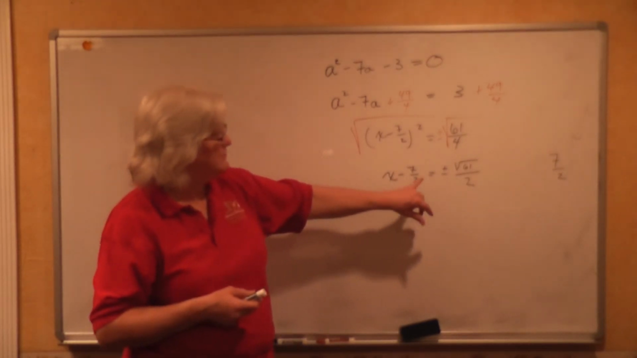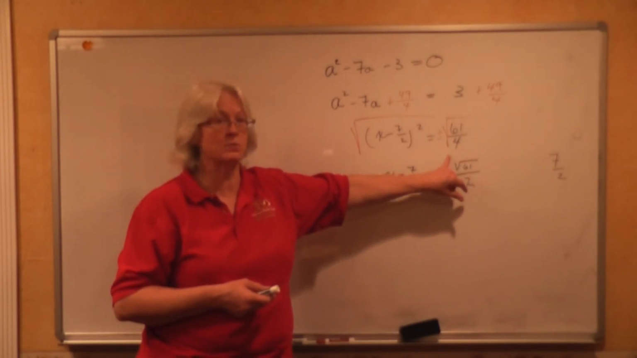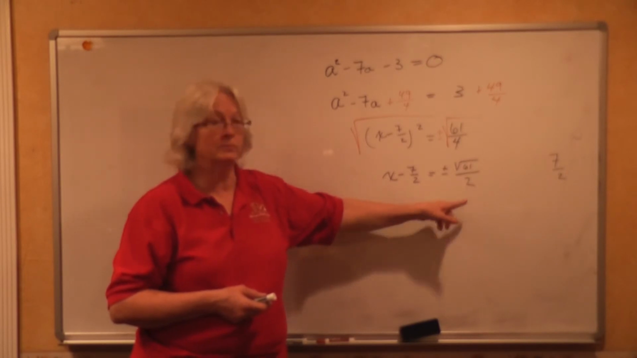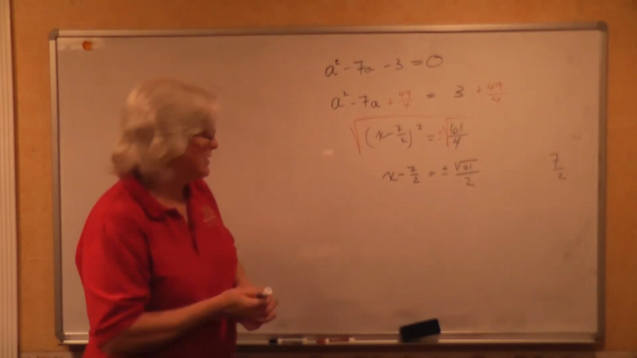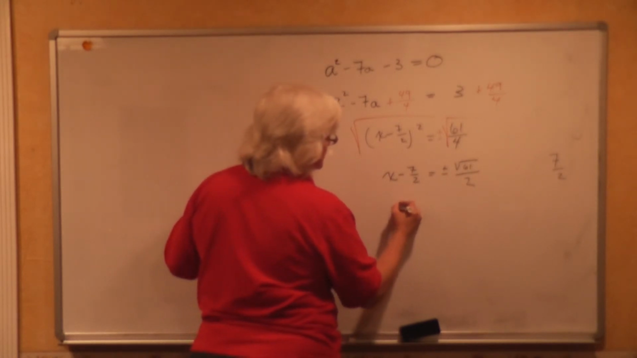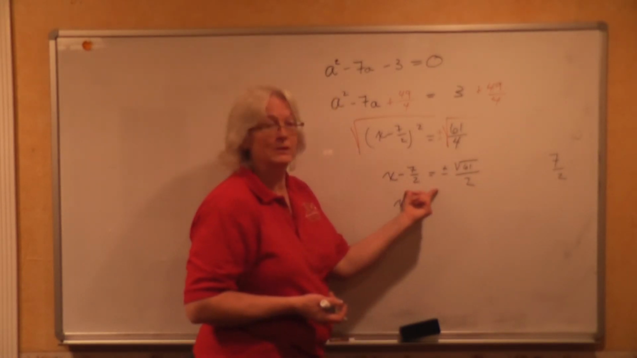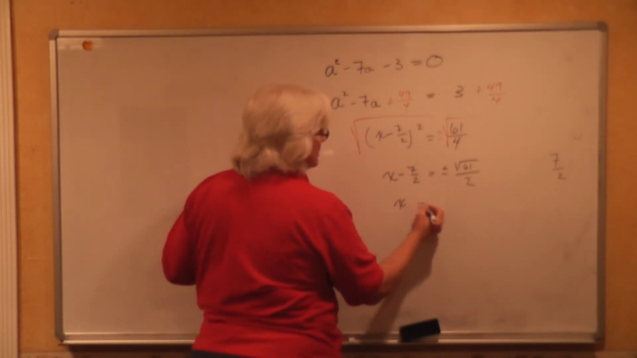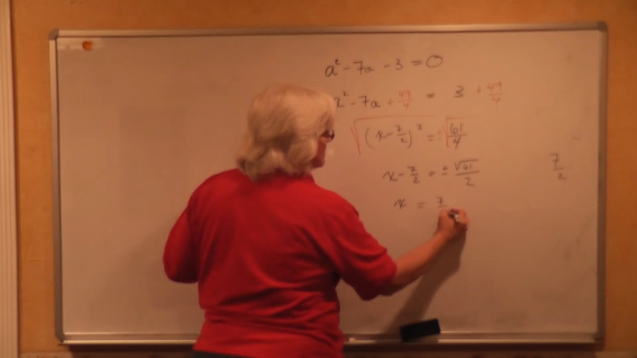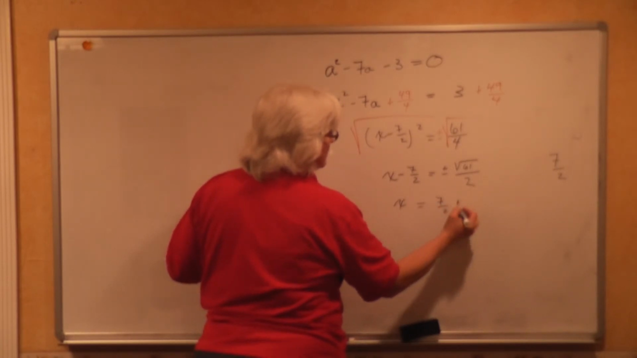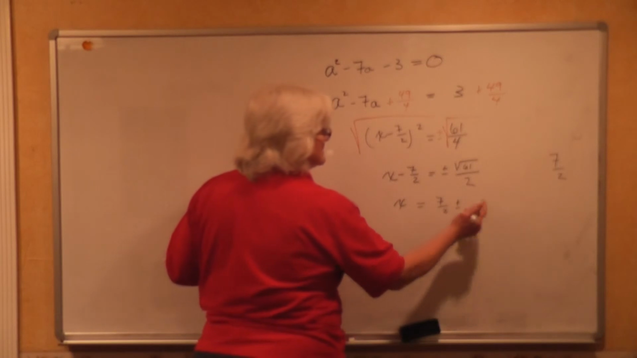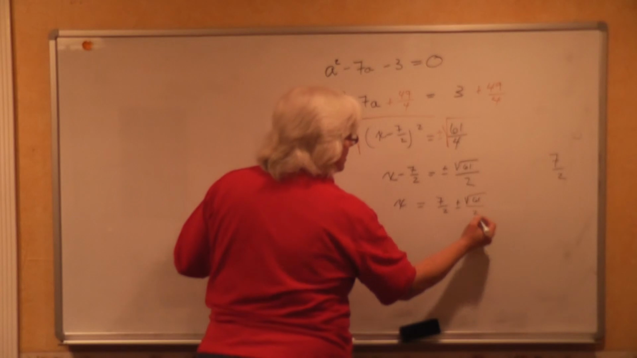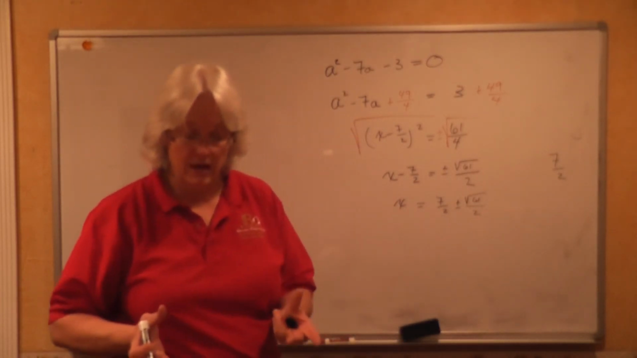a minus 7/2 is equal to plus or minus the square root of 61 over 2. There are no perfect squares hidden in there. We don't care about a minus 7/2. We only care about a. So to eliminate this negative 7/2 on the left side of the equation, we add a positive 7/2 to both sides of that equation. You end up with a is equal to 7/2 plus or minus the square root of 61 over 2.